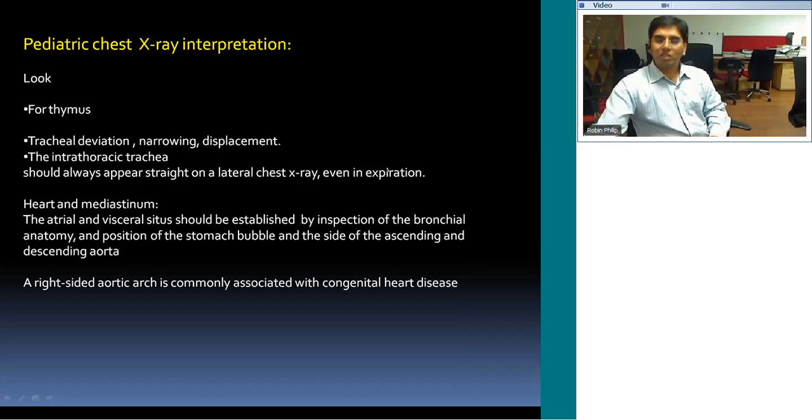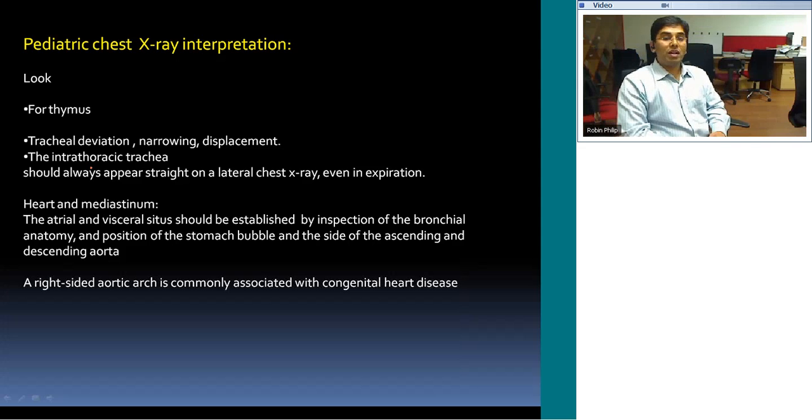So this slide, you have to follow pretty much the same pattern. First, look for the trachea, any deviation, narrowing, or displacement, and then the most important thing is in children, there may be mild deviation of the trachea. This is the extrathoracic part, maybe because of expiration usually. So don't attach much importance to the mild tracheal deviation to the right. That is normal in either adults or children.